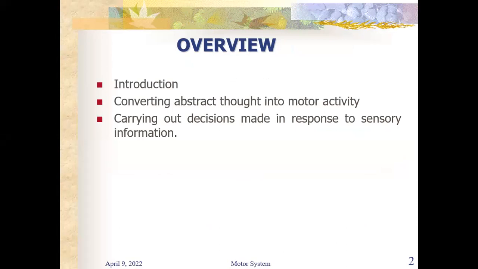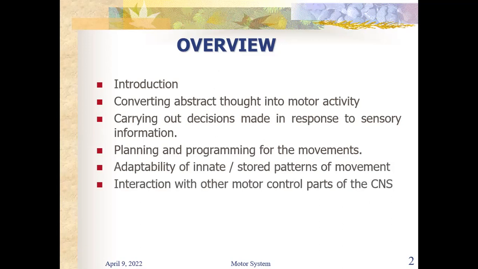First, we are going to see the role of the cerebral cortex in abstract thoughts, converting abstract thoughts into motor activities, carrying out decisions made in response to sensory information, planning and programming of movements, adaptability of innate or inborn patterns of movement, and interactions with other motor control parts of the central nervous system, like interactions with the cerebellum, interactions with the extrapyramidal areas, interactions with the basal ganglia or the basal nuclei.